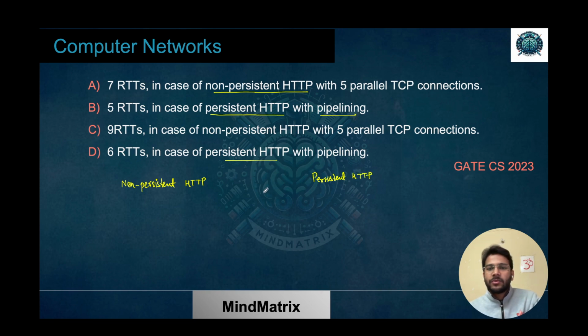So there are 2 types of HTTP connections. In case of persistent HTTP, you need to have just one connection and you can transfer multiple objects over that single connection. Getting it? In case of persistent HTTP, you need to have just one TCP connection, and over that one single TCP connection, you can transfer multiple objects.